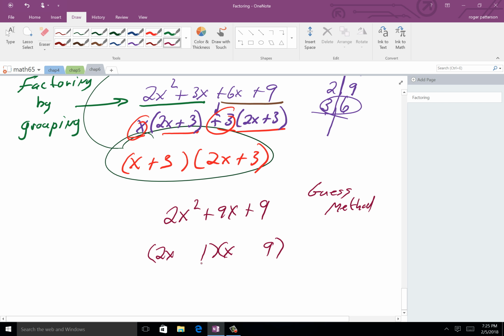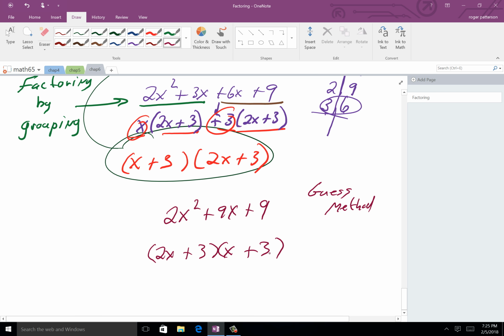So then, do I pitch 9 and 1? No, because it could be this way. Now I have 2 and I have 9, which is 11. Hey, at least that's closer. But 9 and 1 isn't going to work. So now the only one I have left is 3 and 3. So I have 3 and I have 6, and that adds up to 9. So it's done. That's called the guess method.